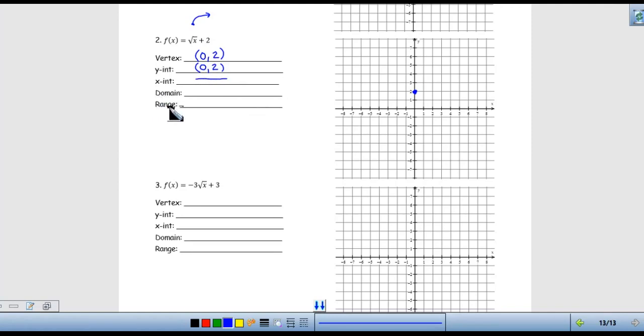Before I do the domain and range, let's find one additional point on our graph so that we can sketch an accurate graph. I can pick any x value to plug into my equation, but I want to be strategic about what I pick. It has to go underneath this radical. So I want to pick numbers that are perfect squares, which means I only have the option of 1 or 4 on this particular graph. I'm going to pick 4. If I put 4 in for the x, I get square root of 4, which is 2, plus 2. That gives me 4. So I have a point at 4, 4. And now I can sketch my graph.